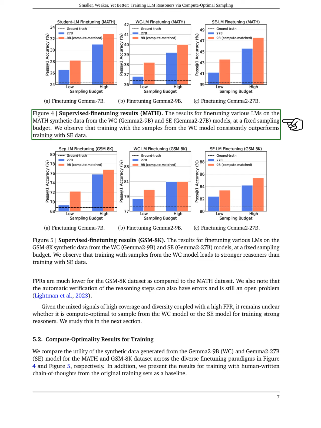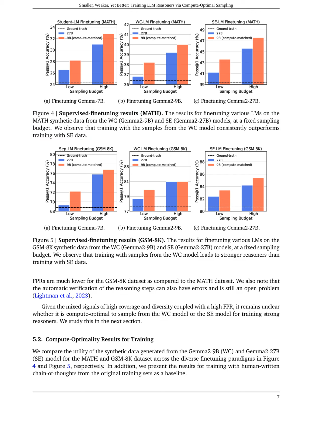Furthermore, fine-tuning Gemma 2 27B with WC data closely matches SE data, except for one case where there is a 2% gain. Our results emphasize that fine-tuning LMs with WC data enhances generalization capabilities over SE data at a fixed sampling budget. Overall, our findings challenge conventional beliefs and suggest that training with the WC model may be more compute optimal across various tasks and setups.